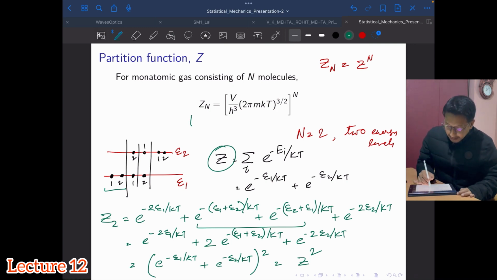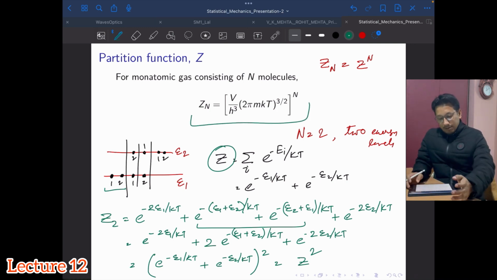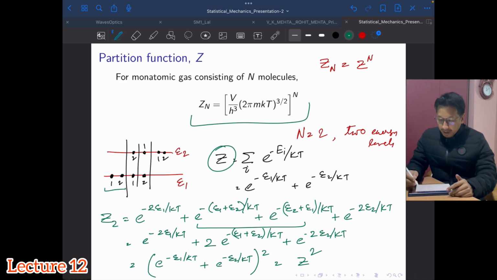So you can extend it to any number of particles and carry out the maths. It will be like this. If I have a single particle partition function, then for n molecules or n particles the partition function will simply be Z to the power n. Okay, so let us proceed with the discussion.